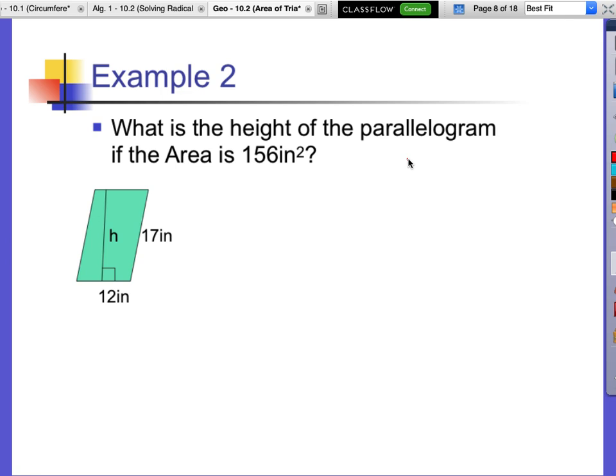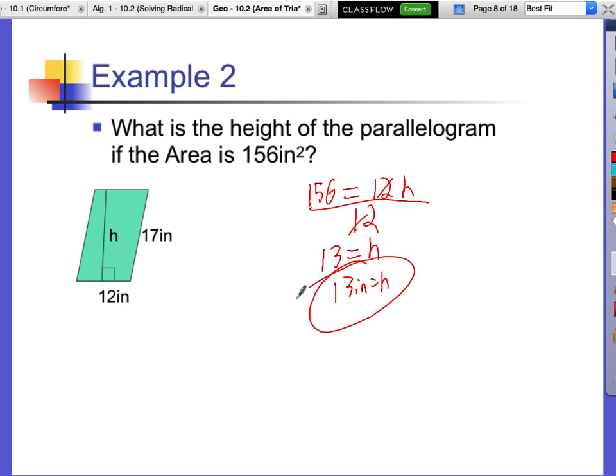Okay, help me out here. What do we do? We take 156 and you put an equal sign, and then you put 12 times h. But then you have to divide by 12, and then you get 13 for h. That's it. And so 13 inches is the height. Very good. Manipulating equations!